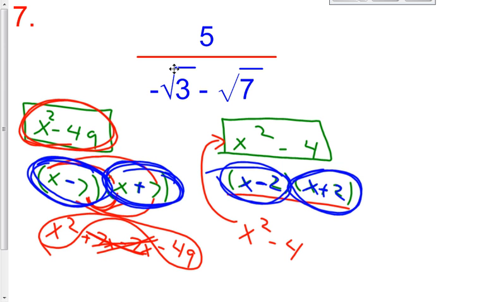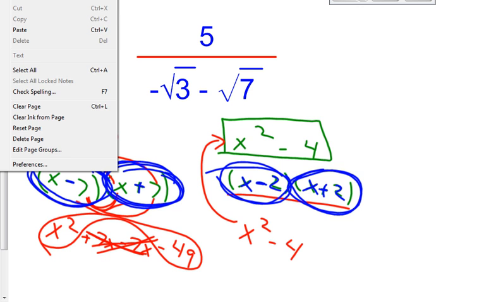I'm trying to erase all this ink here. There we are.